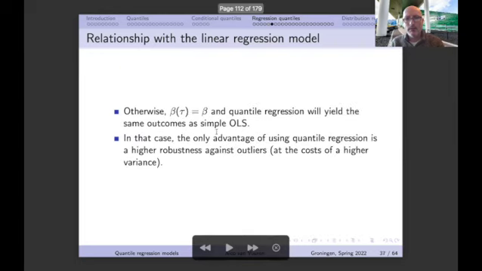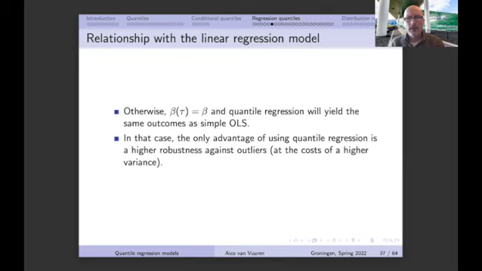And then in that moment, generally we will have that beta tau is going to be equal to beta for any tau that we have over here. So that means that in that particular case, at the moment that we run an ordinary squares regression, or at the moment that we use quantile regression analysis, we more or less get exactly the same outcomes.